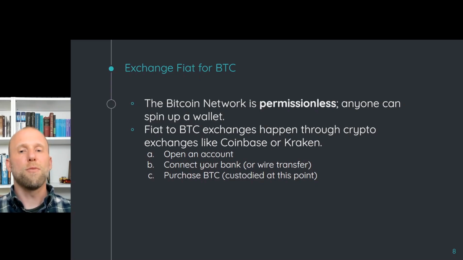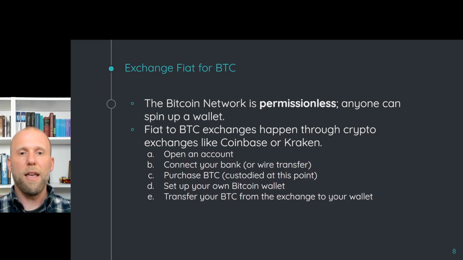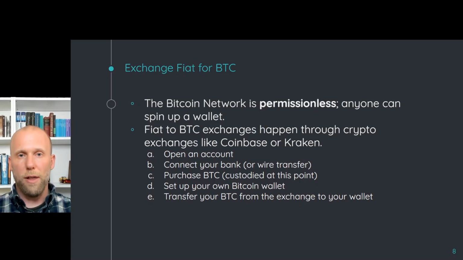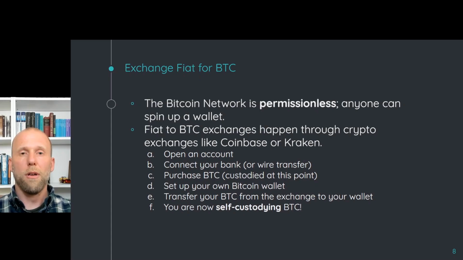So once you've purchased Bitcoin from Coinbase, you would set up your own Bitcoin wallet if you haven't already with that public and private key. And then you can transfer your Bitcoin from the exchange to your wallet. And at that point, you are custodying your own Bitcoin. You have complete control over it. It is in a wallet that you set up. No one can touch it who doesn't have the private key. Only you have it. There's not a thing that anyone else can do about it. So when people talk about self-custodying your own Bitcoin, this is what they're talking about.